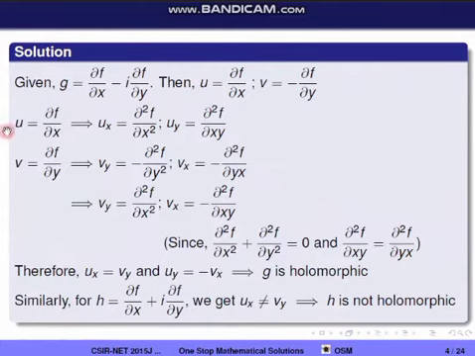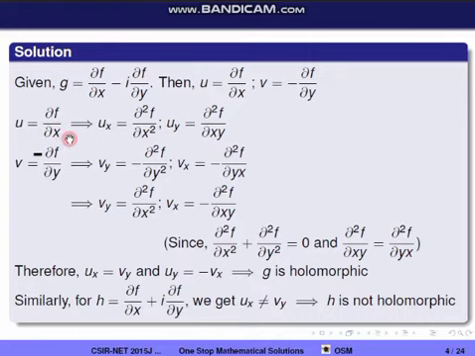So we are given g = ∂f/∂x − i ∂f/∂y. So the real part of g, that is u, is equal to ∂f/∂x, and the imaginary part of g, that is v, is equal to −∂f/∂y. So now I'll check whether g satisfies the CR equations, that is, whether ux = vy and uy = −vx. So now consider u = ∂f/∂x.